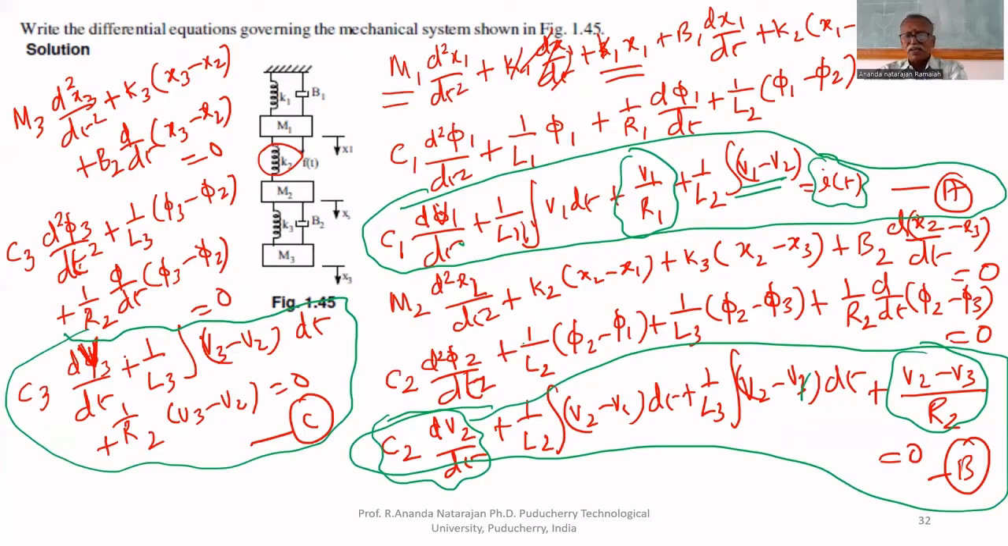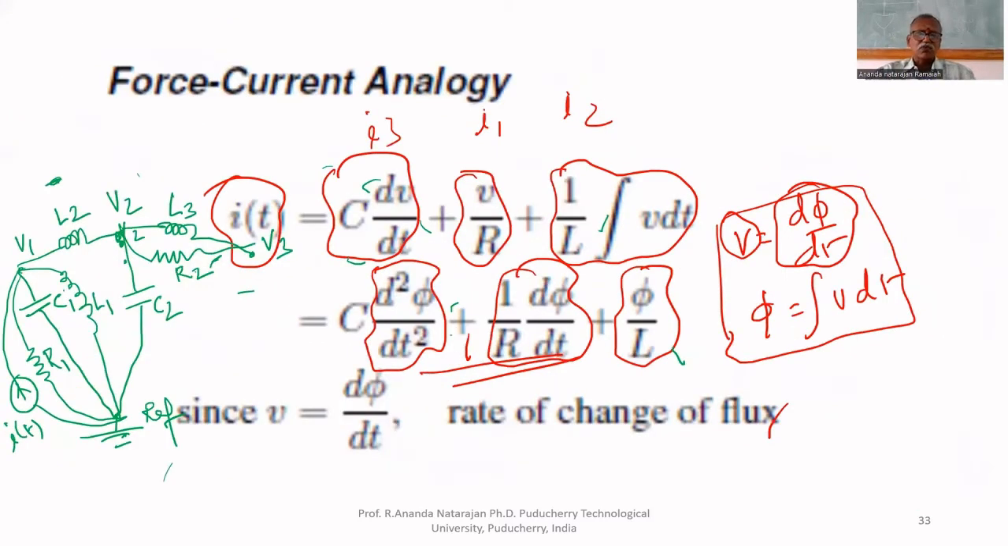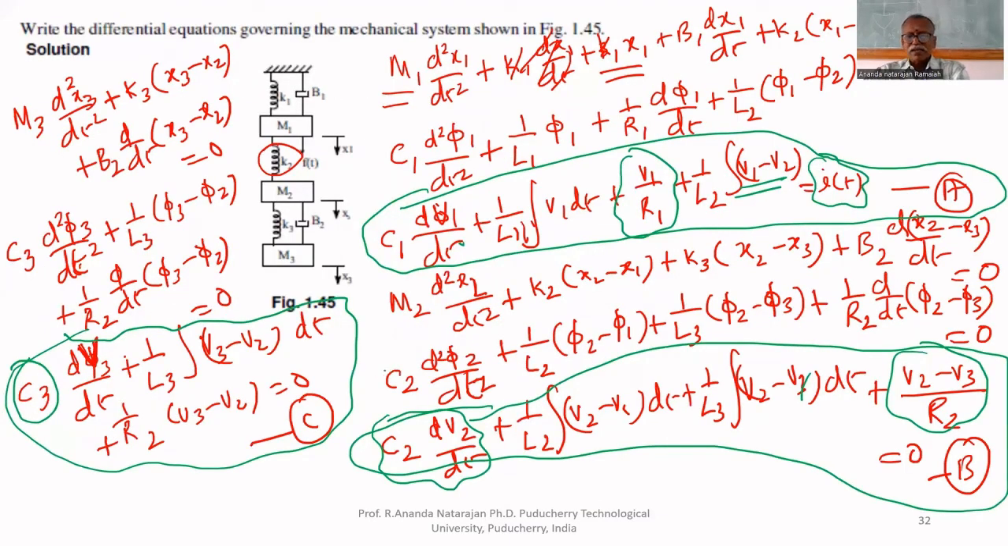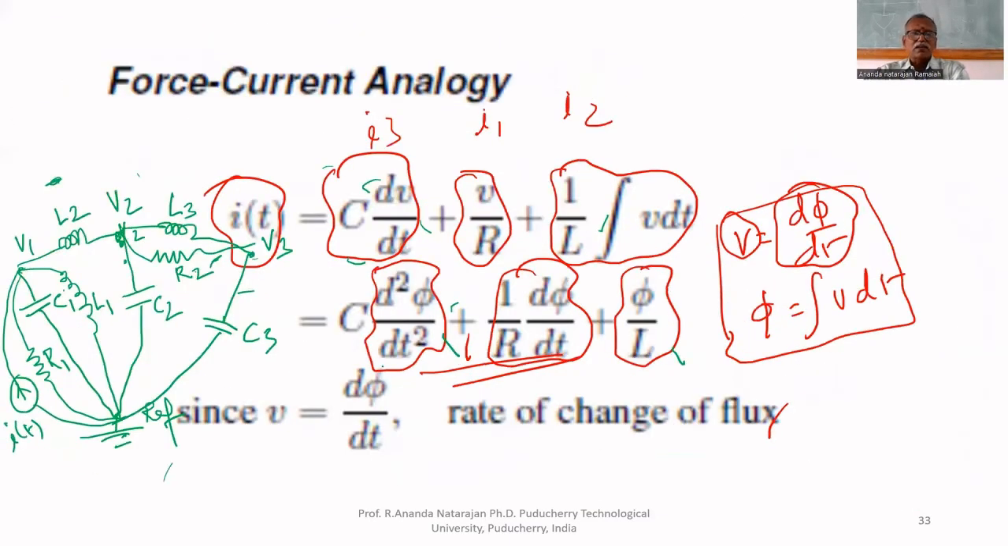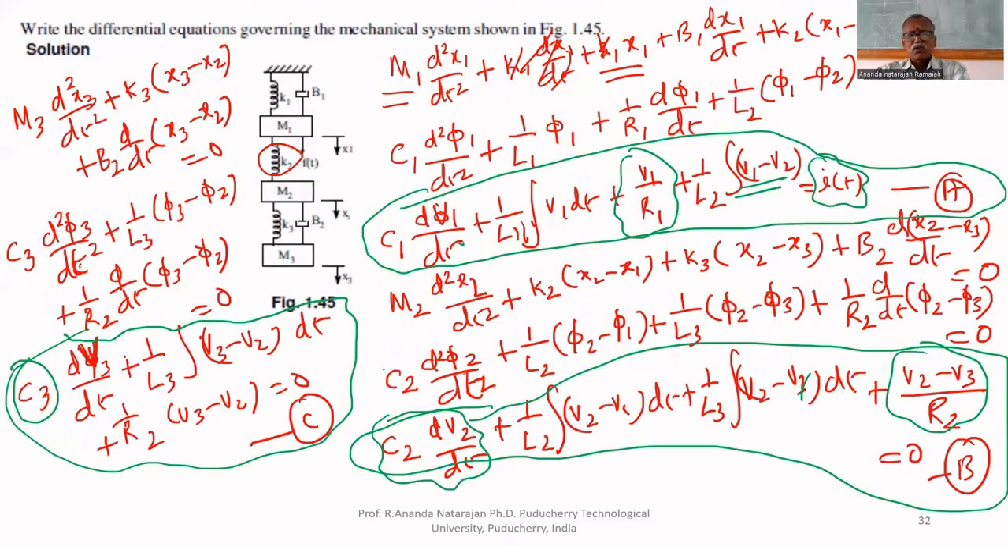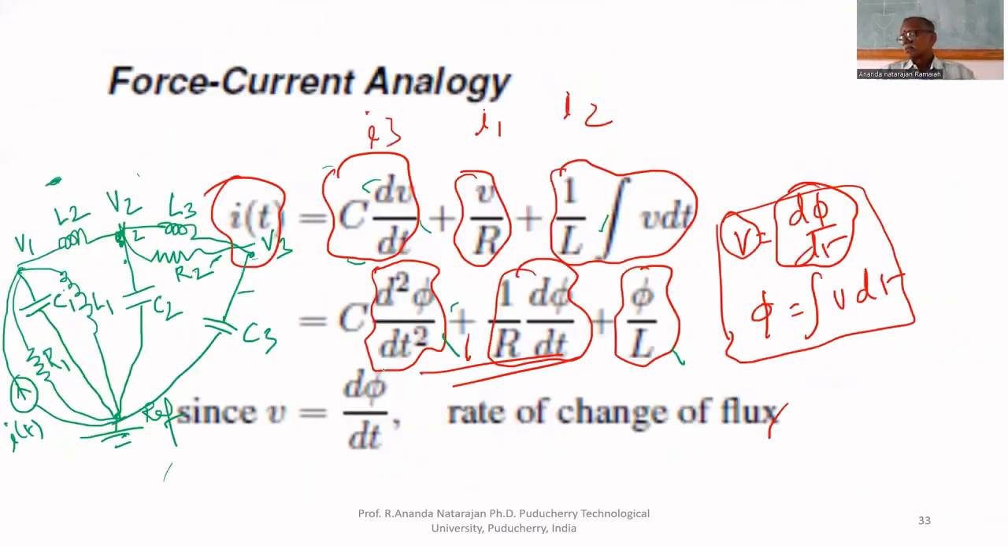C3 is between V3 and reference. Therefore, we have to draw one more capacitor between V3 and reference. That is C3. Then come to that equation. L3 already drawn. R2 already drawn. That's all. This is a circuit, but it looks ugly.